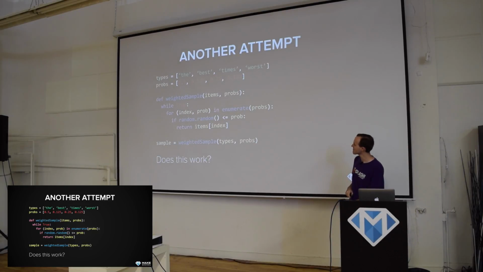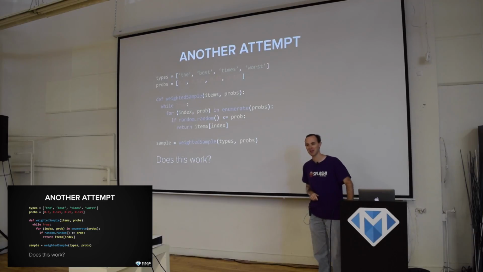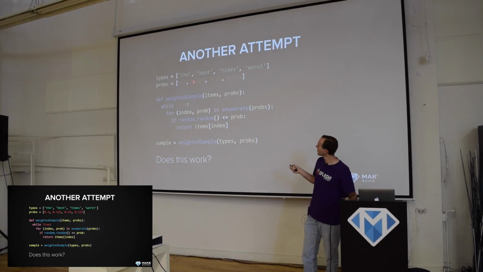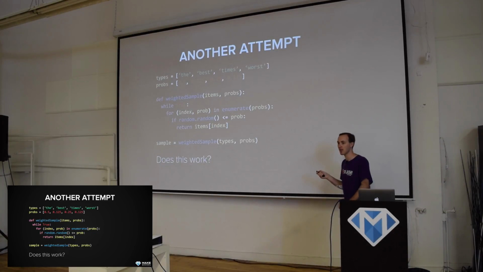So, does it work? Does this return the string "the" with probability 1/2, "best" with 1/8, etc.? No. Why not? So you see what's happening here?